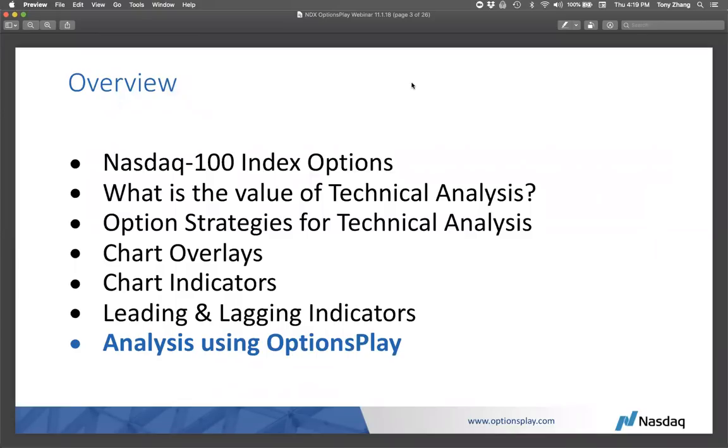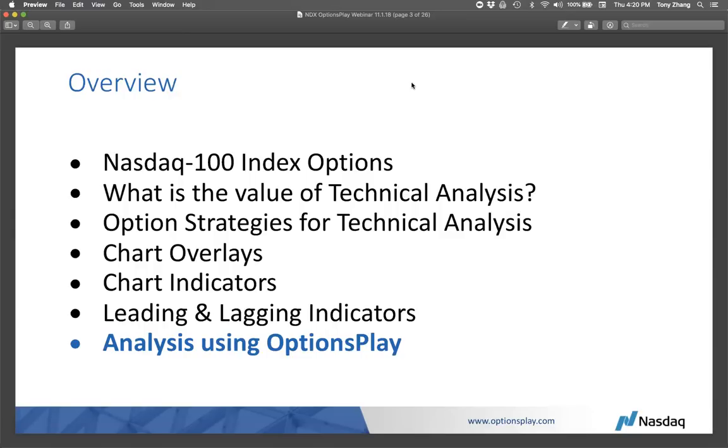Then what we'll do is we're going to dive into what option strategies you should be looking at if you're using technical analysis. I'm going to cover three of the most popular trading strategies that you can deploy with technical analysis. I'll cover a little bit about best practices for each one. This is not a deep dive into the option strategies themselves. We have quite a few webinars separately on that.